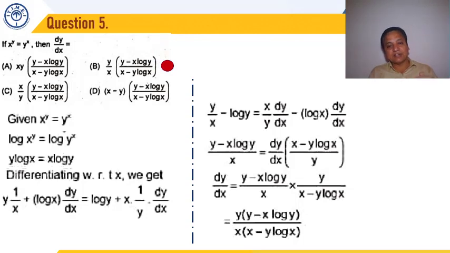Please remember, whenever we are getting a function to the power of a function, we have to take log first. So log x to the power y is equal to log y to the power x. So it becomes y log x equal to x log y, just using the identity log x to the power n is equal to n log x. And then differentiate both sides with respect to x, applying the product rule. Product rule says first function into differentiation of second plus second function into differentiation of first. And then simplifying the expression, we get our choice as choice B.